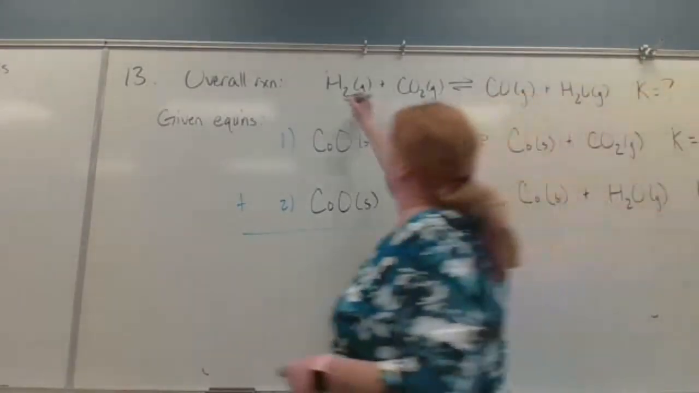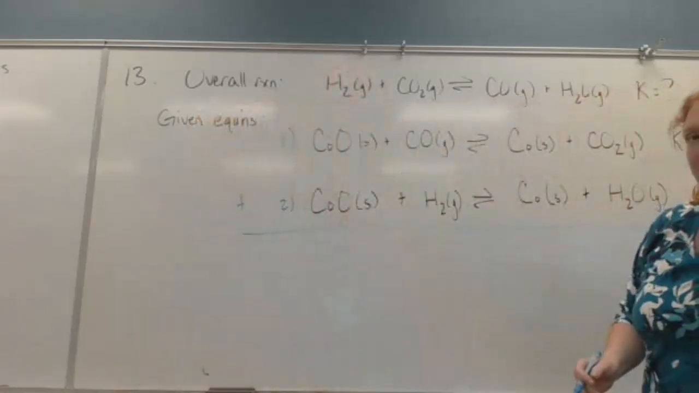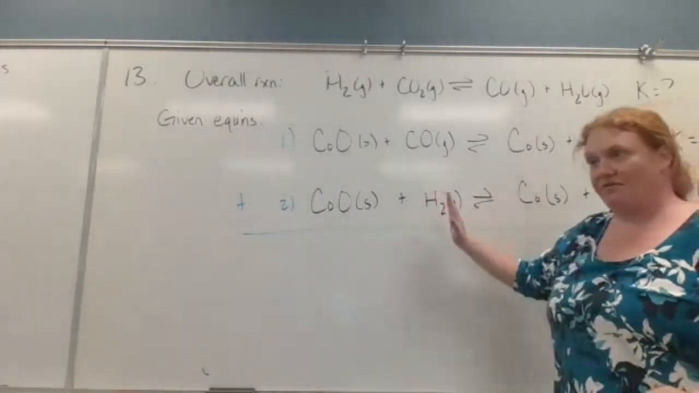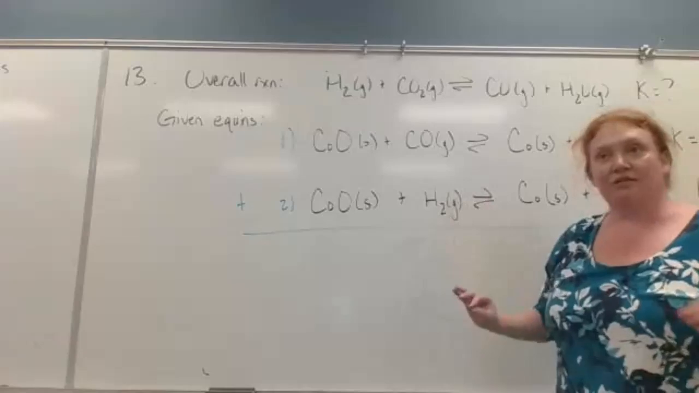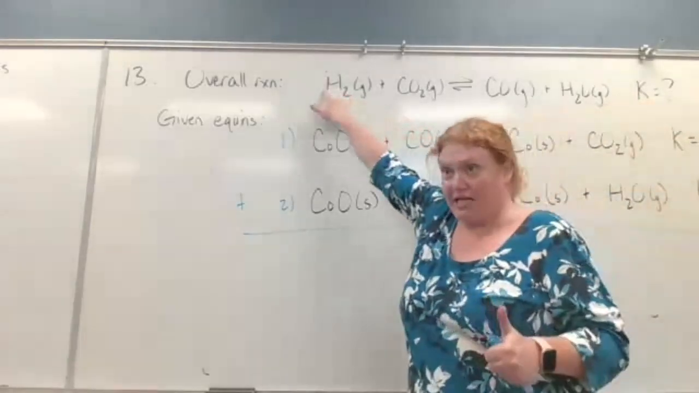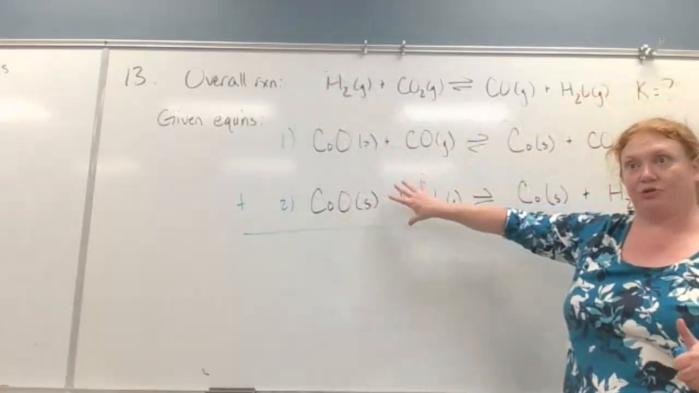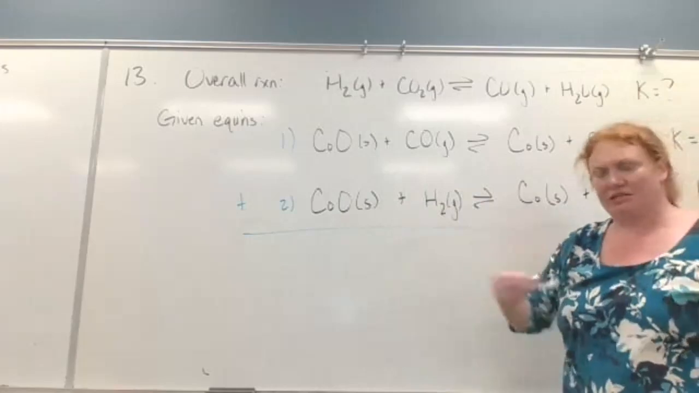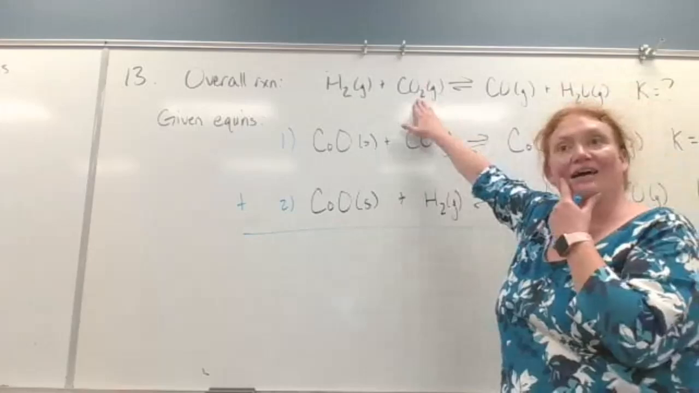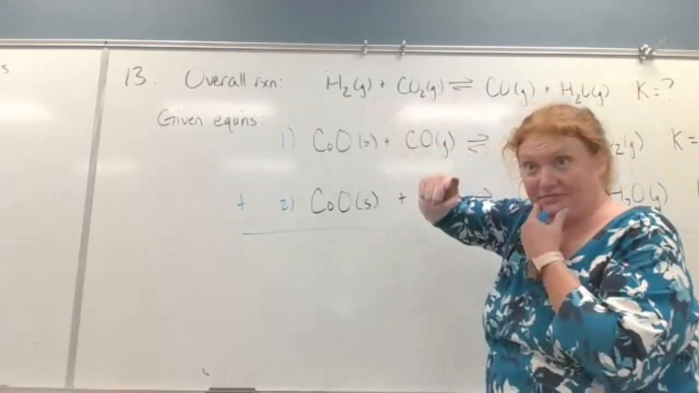So pick a piece to start with. Let's look for that H2 first. Which equation has the H2 in it? The second one. Is it on the correct side of the arrow? It is on the left side. Do I only have one of them, which is what I need? Okay, so maybe I don't need to do any manipulation to equation 2. Let's see what else I need to have. Okay, I gotta have carbon dioxide on the left.